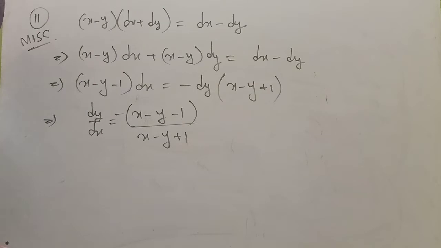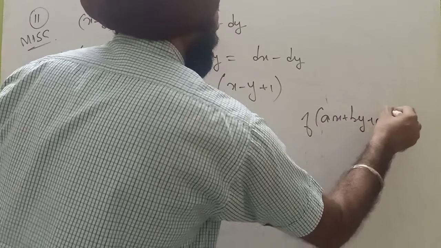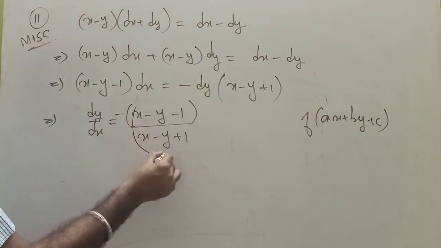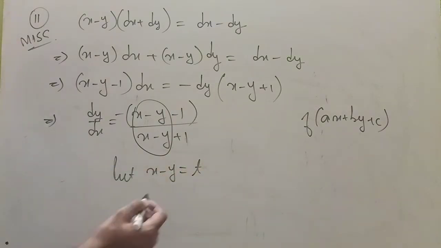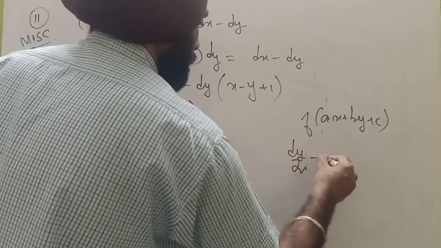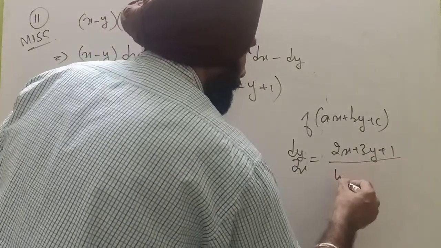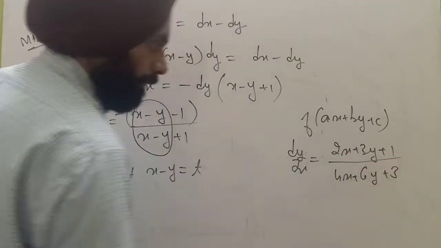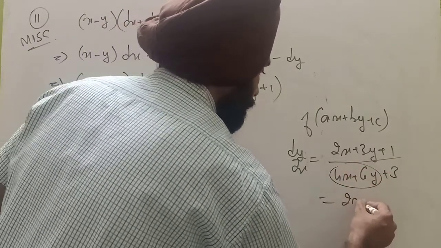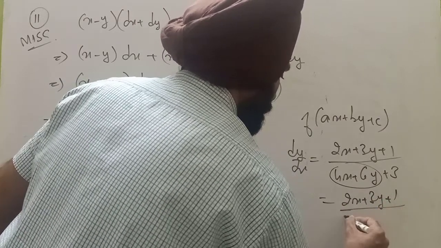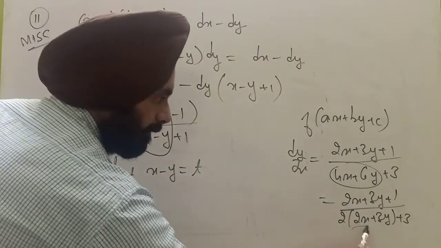So now this is of the type f of ax plus by plus c, because these two terms are same. So put the same term, that is x minus y is equal to t. Suppose that there is dy by dx is equal to 2x plus 3y plus 1, and in the denominator there is 4x plus 6y plus 3. So what will we put in the denominator? Take 2 common, then 2x plus 3y plus 3. Then you can put 2x plus 3y is equal to t.